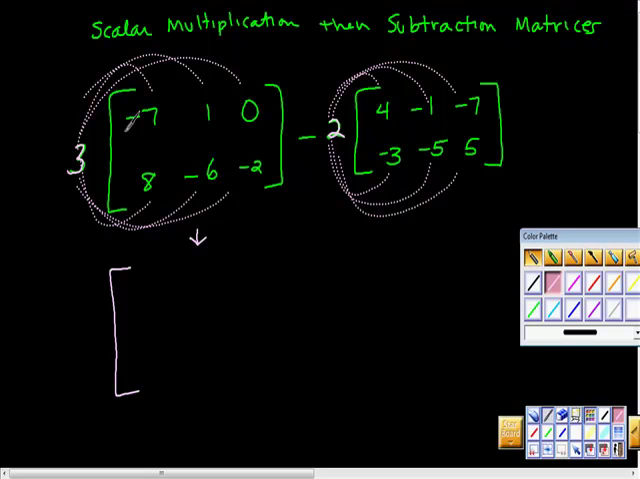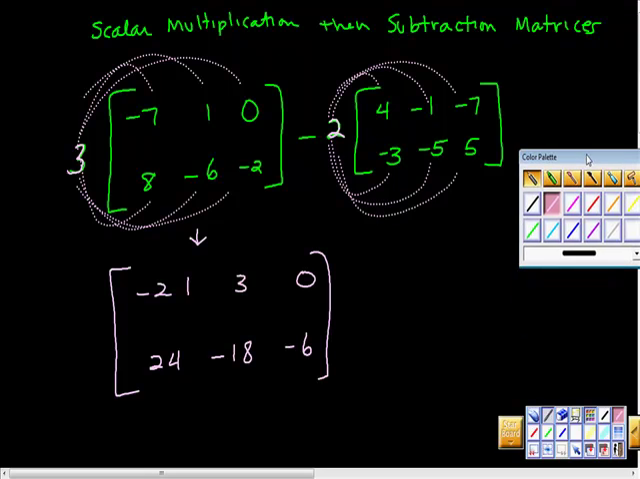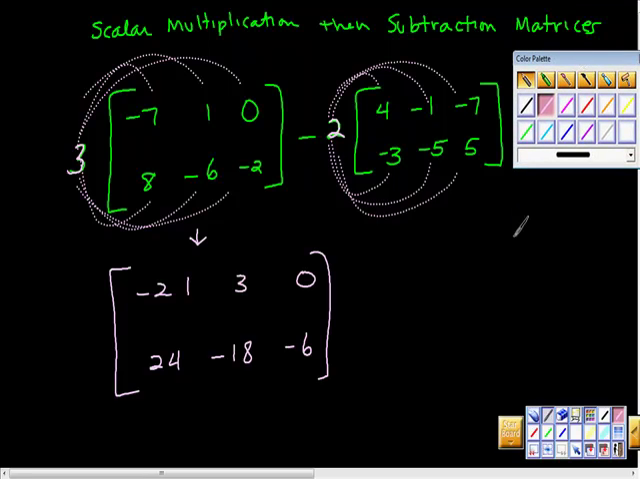Okay. 3 times -7 is -21. 3, 0, 24, -18, -6. How am I doing? Really? So I think this is where I screwed up when I did the video the first time. If you don't mind, this negative sign right here is this one. Is that okay? And I'm going to use +2 as a scalar, right?